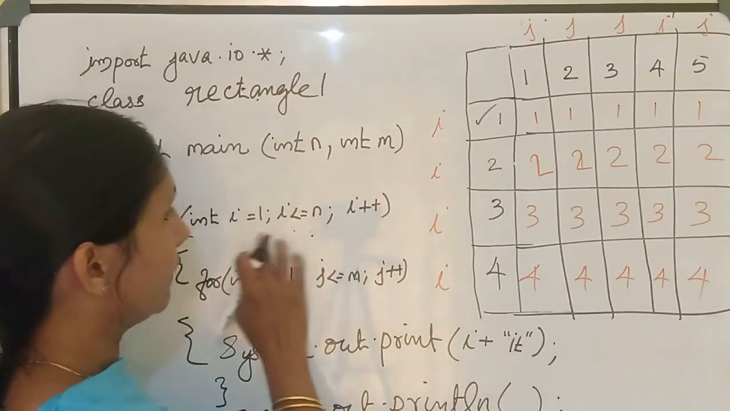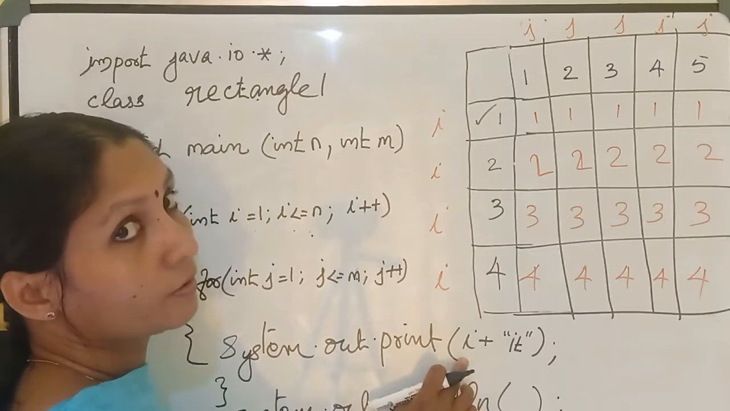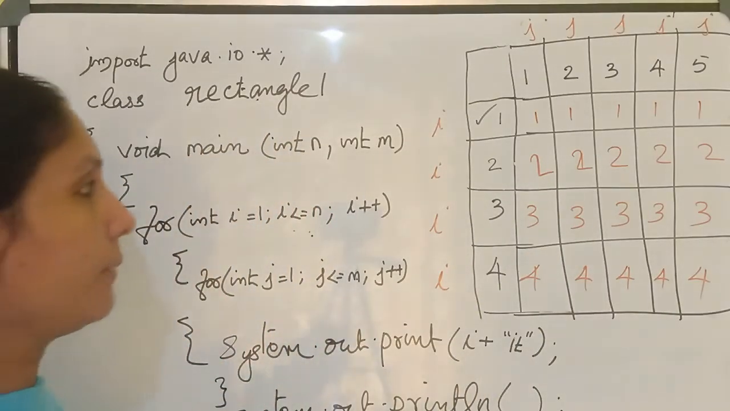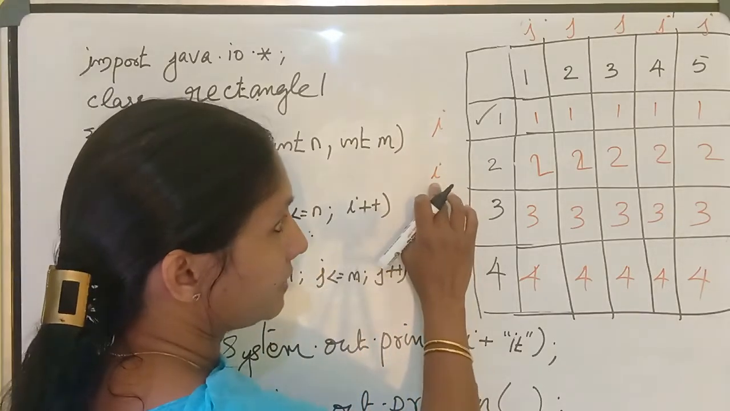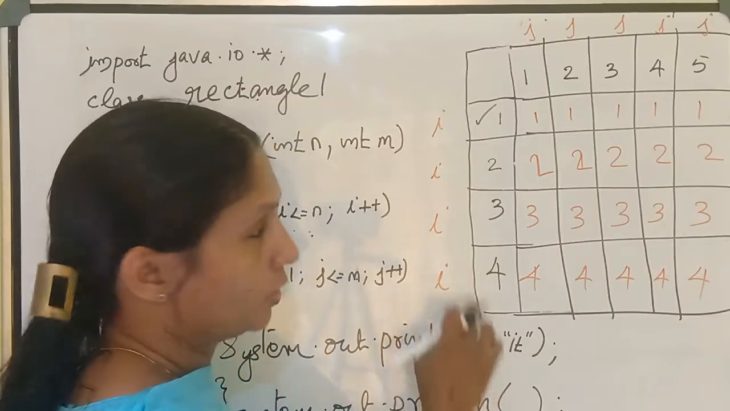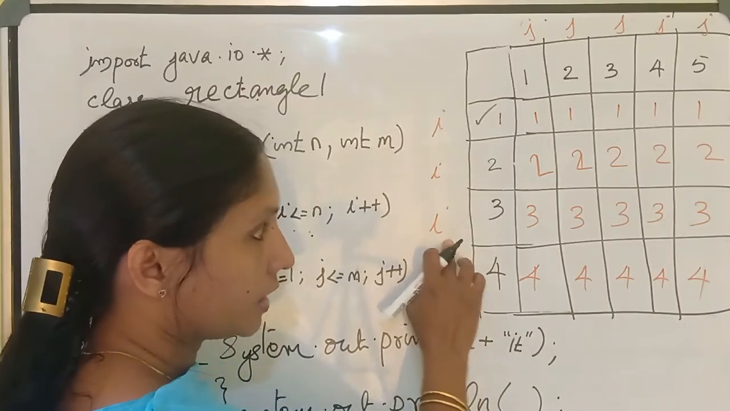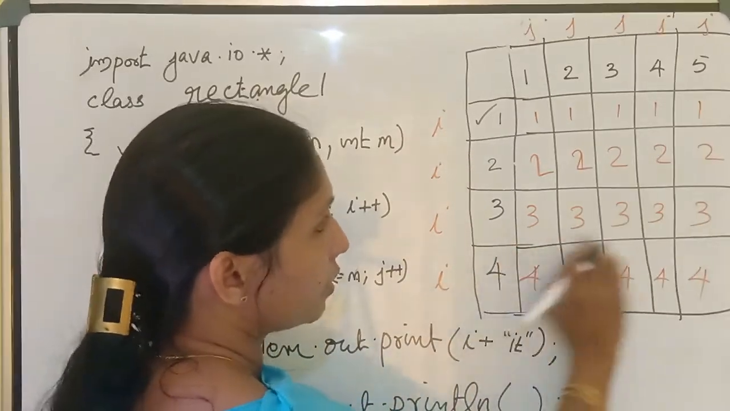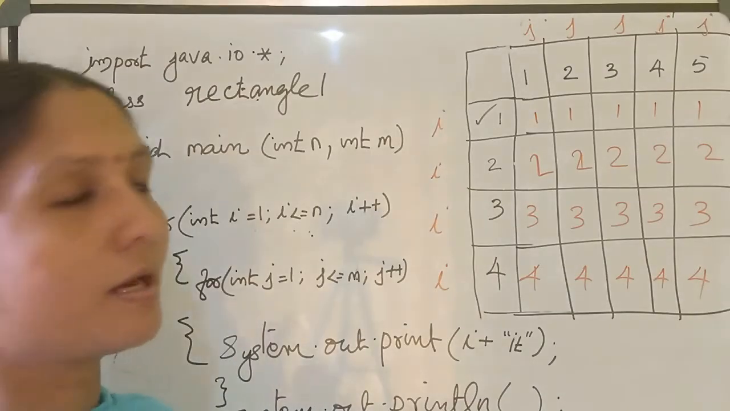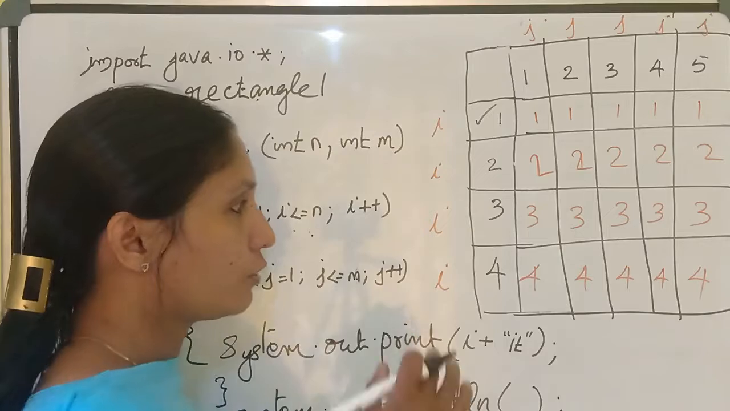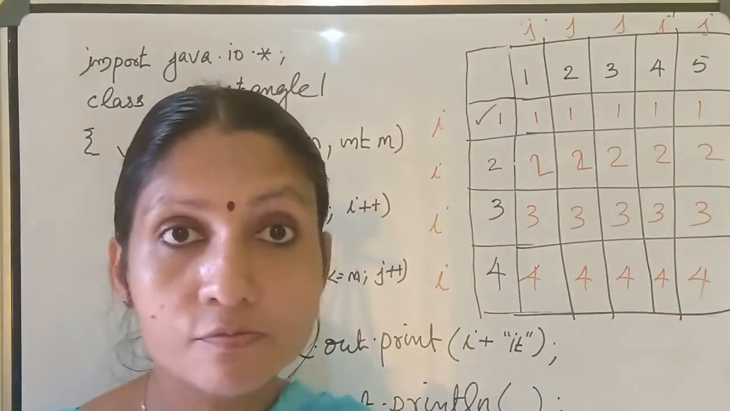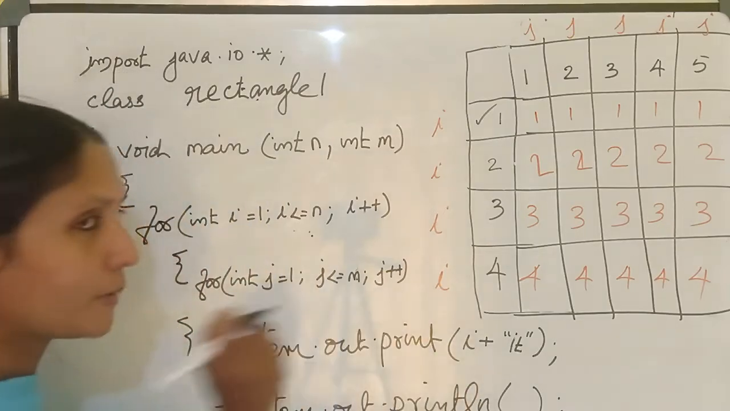When the value of i is equal to 1, we can print the value 1 for each element, for each column. And if the value of i is equal to 2, then for all the columns, we will print 2. And when the value of i is equal to 3, in this third row, for each column we are printing the value 3. And when i is equal to 4, the fourth row, for all columns we are printing the value 4. That means we need to print i.